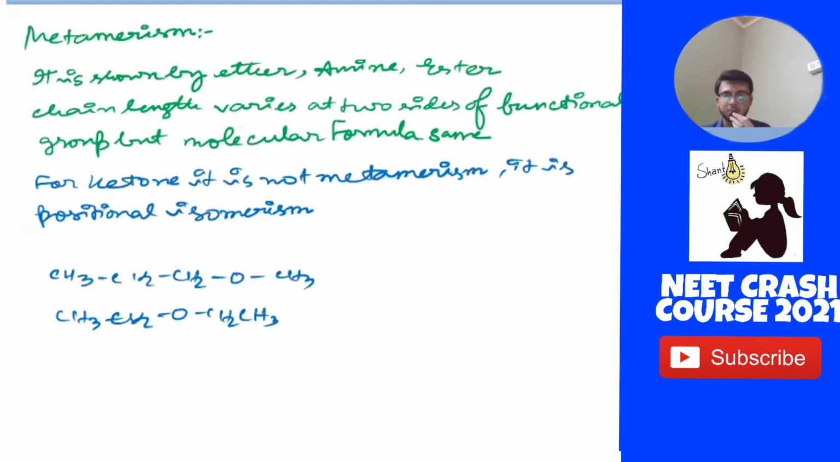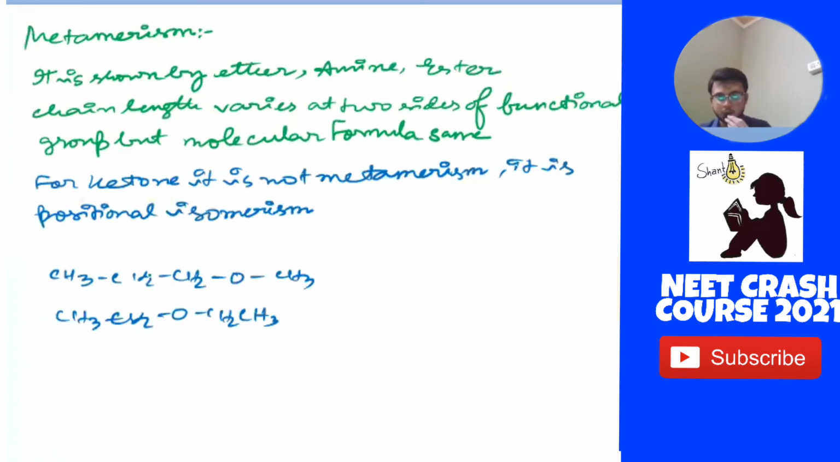Next is metamerism. Now it is a very important isomer in structural isomerism, because it is shown by ether, amine and ester, three functional groups. So chain length varies at two sides of the functional group, but the molecular formula is same. Ketone can also show that kind of isomerism, but in case of ketone we don't take it as metamerism, we take it as positional isomerism.